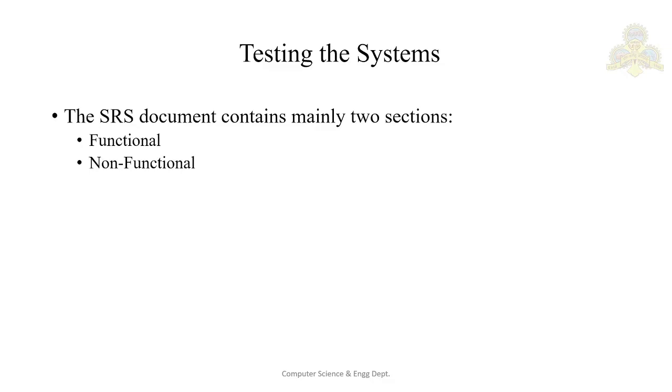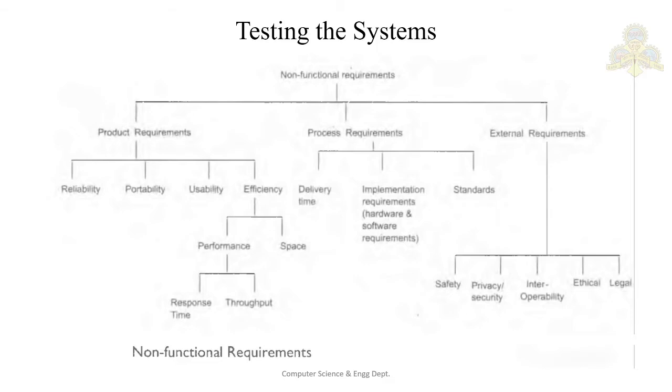Now, these non-functional requirements can be classified into three different types. Those are your product requirements, then your process requirements, and the last one is external requirements. The product requirements are classified into reliability, portability, usability, and efficiency. Again, efficiency is considered by the performance and space. Performance again is divided into response time and throughput.